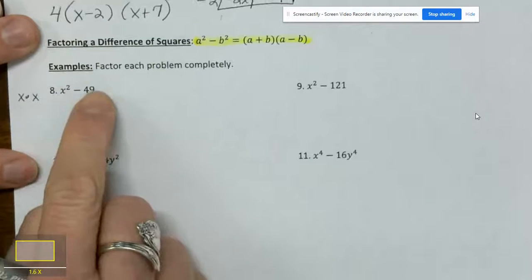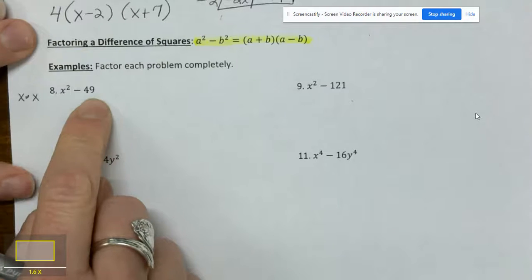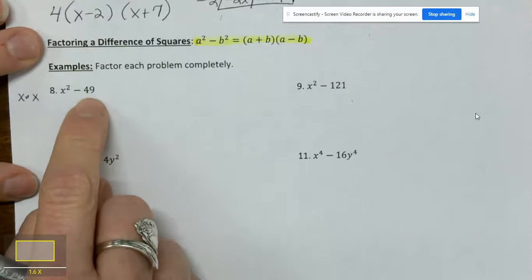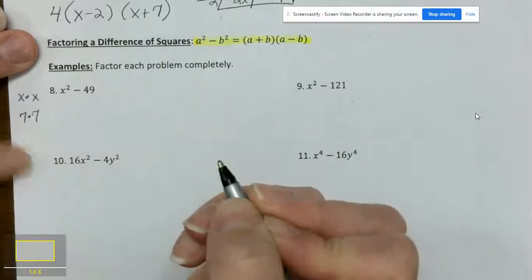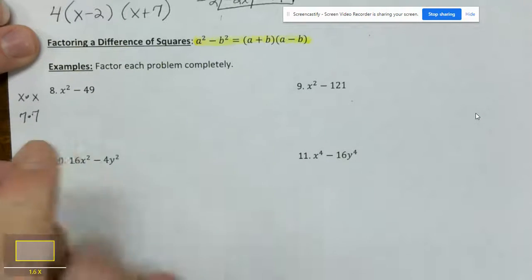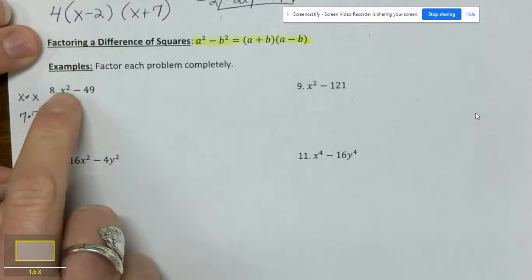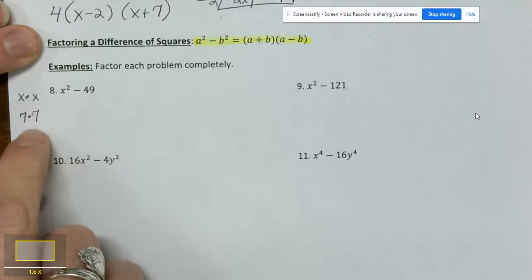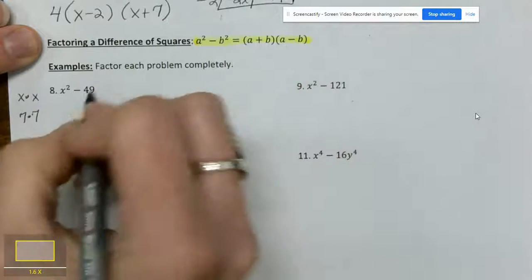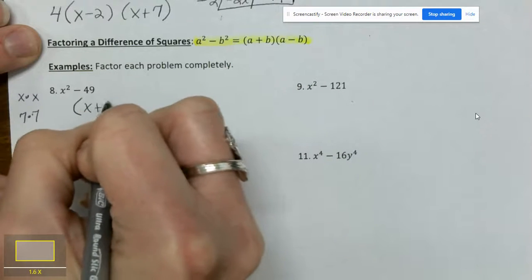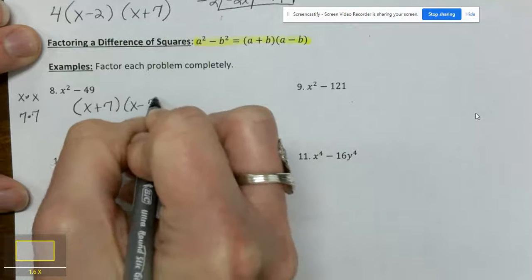All right, is 49 a perfect square? Is there something that I can multiply by itself to get 49? Hopefully you recognize that that's 7 times 7. So it's a perfect square as well. So my two numbers that I'm using that are perfect squares are x and 7. So if I apply that up here to this formula, this factors to x plus 7 times x minus 7.